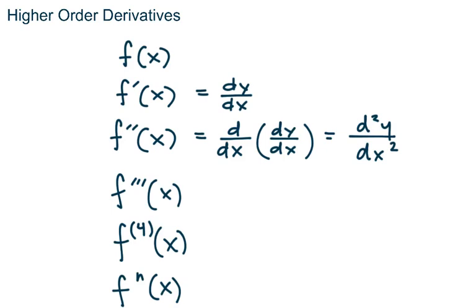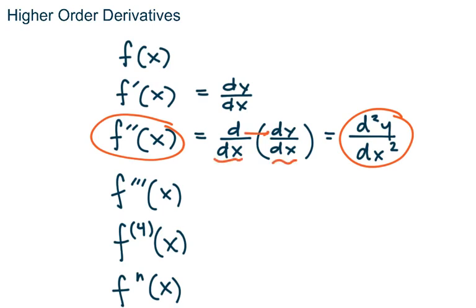I will most likely, in my notes, use double prime, or we use this notation, which, if you think about that, we've got 2d, then a y, and then dx squared. So it kind of makes sense. All right, so let's do an example finding the first few derivatives of a function.